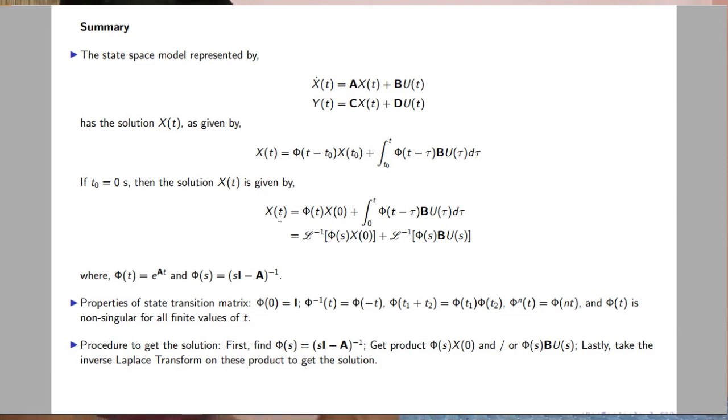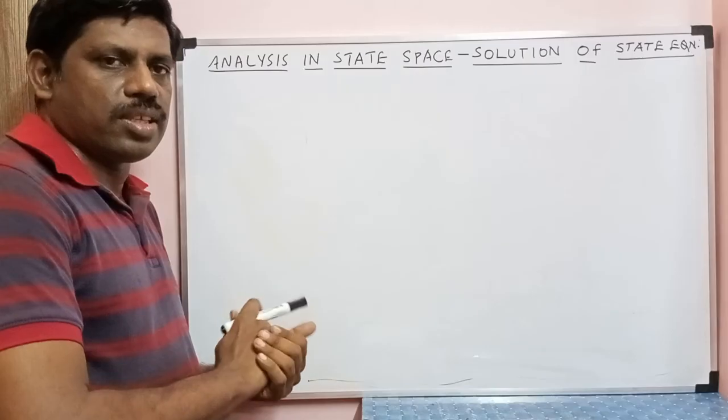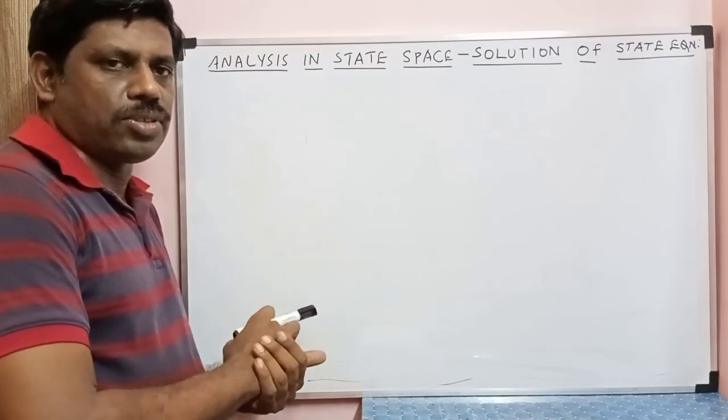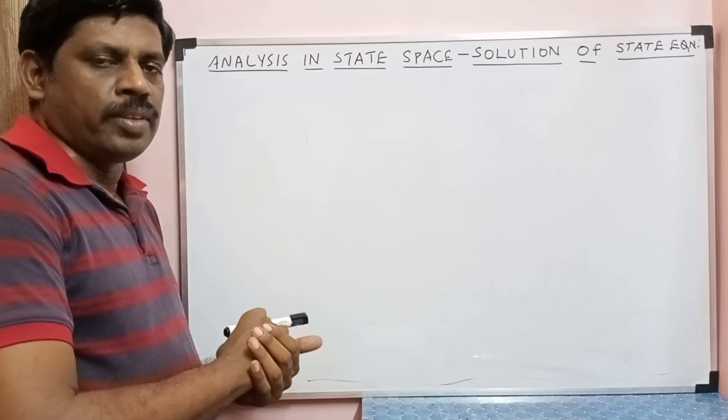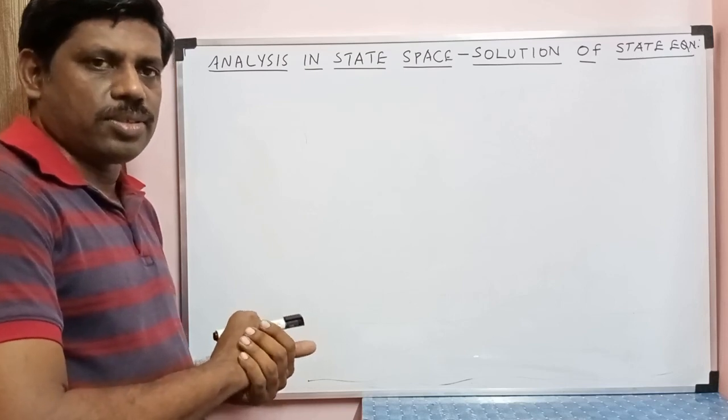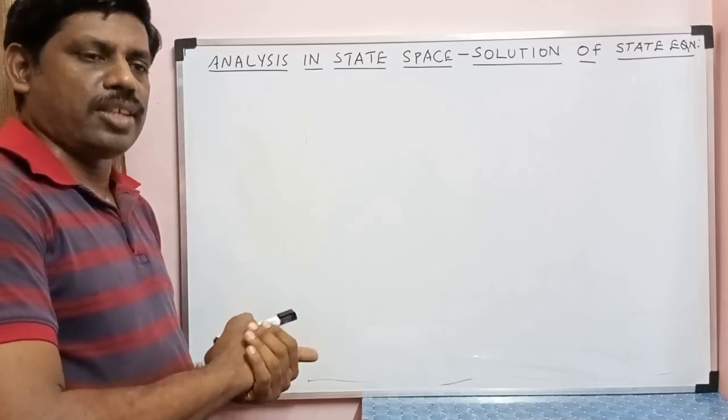Okay, so this is what we have seen in this lecture, and we modeled a system, we got the solution of the system also in state space. Now in the next lecture we will see some more analysis in state space that can be done. For example, the stability analysis, the controllability and observability.